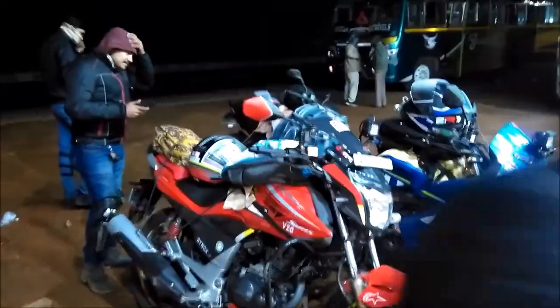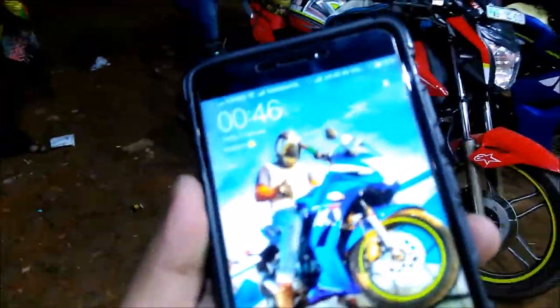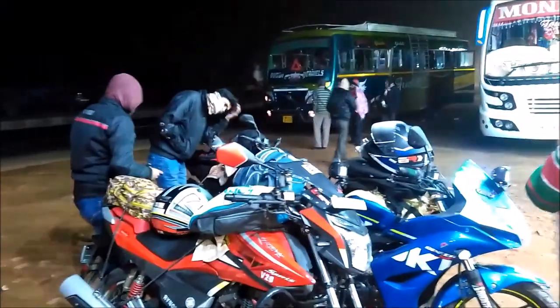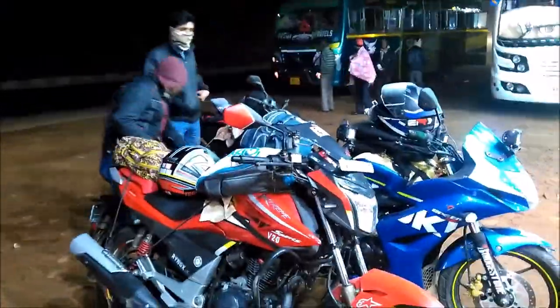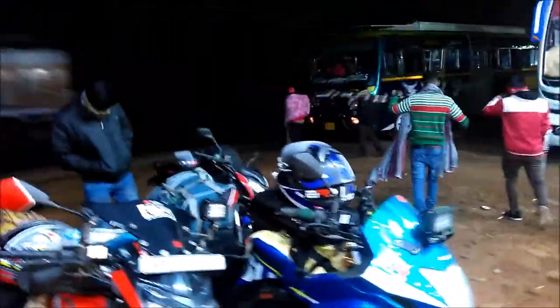Okay, now we are at Shaktigarh and the time is 12:46 in the night, and we are around 60 kilometers away from our home. That's it for now.